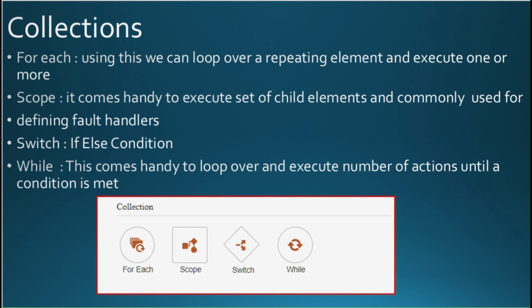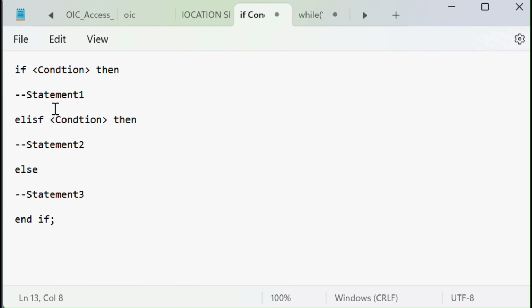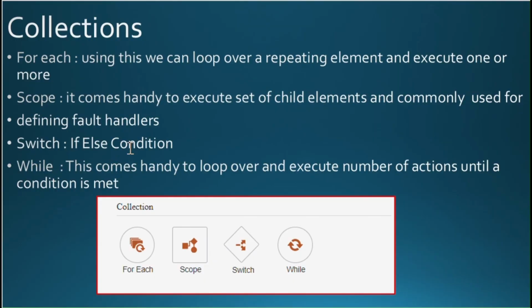So next one is the switch activity. It works like an if-else condition, like other programming languages. So if condition 1 is true, then we are going to execute statement 1, right? If condition 1 is false, it will go to the second statement and execute the second statement. Else it will execute the third statement. All right. So whenever we are writing any decision-making statement, we can use the switch activity.